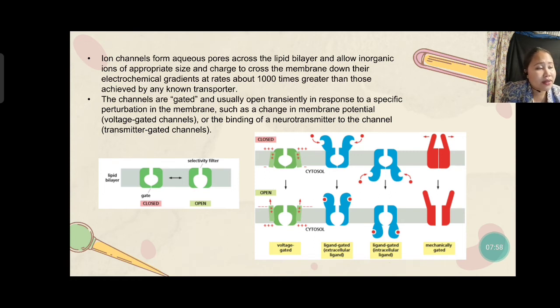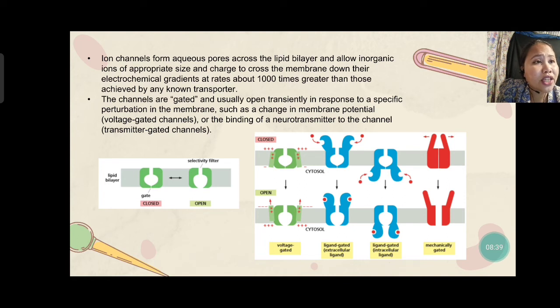For the closed conformation, we have here the gating of the ion channel. This schematic drawing shows the several kinds of stimuli that open ion channels, and mechanically gated channels often have cytoplasmic extensions that link the channel to the cytoskeleton, from the closed conformation to the open conformation.